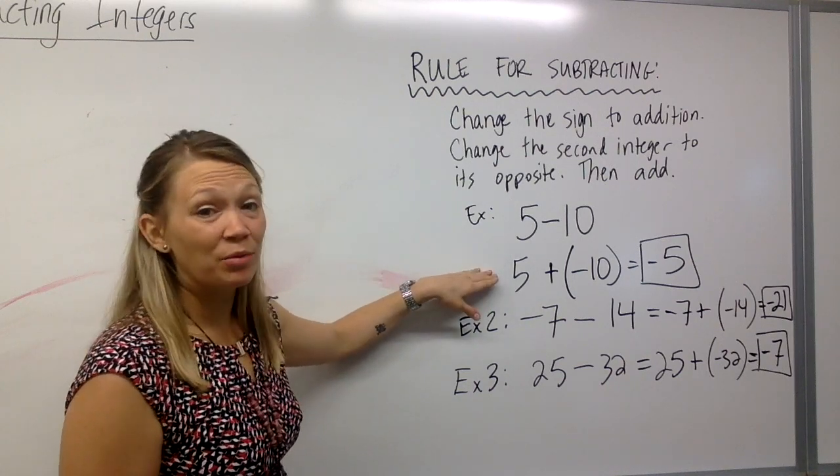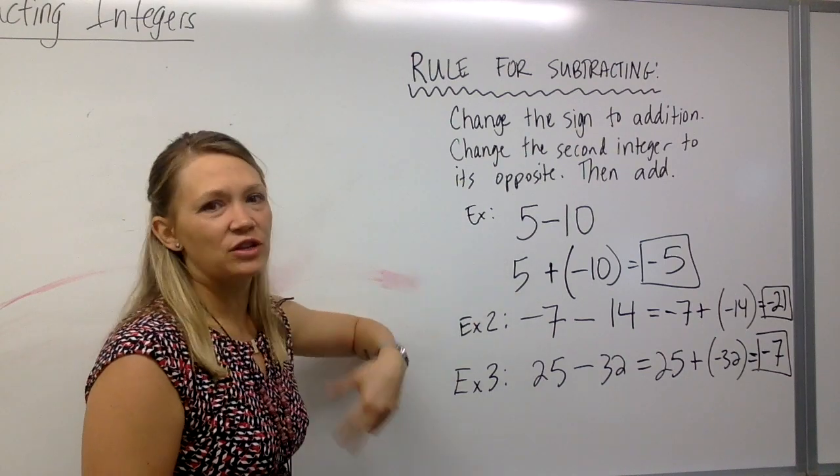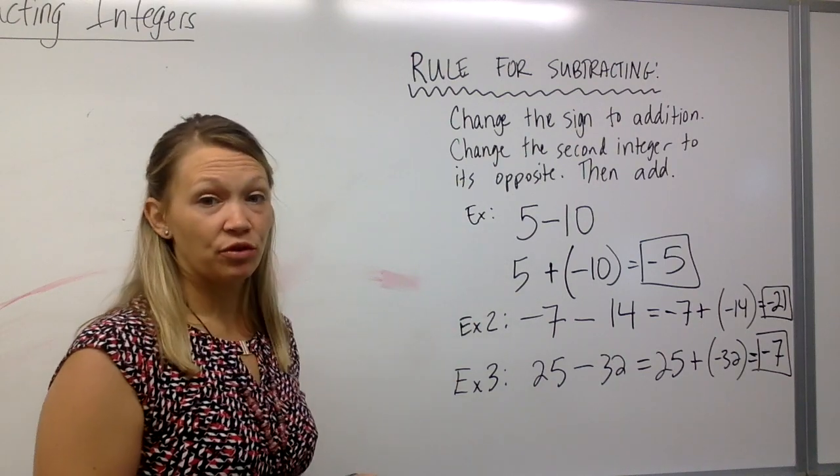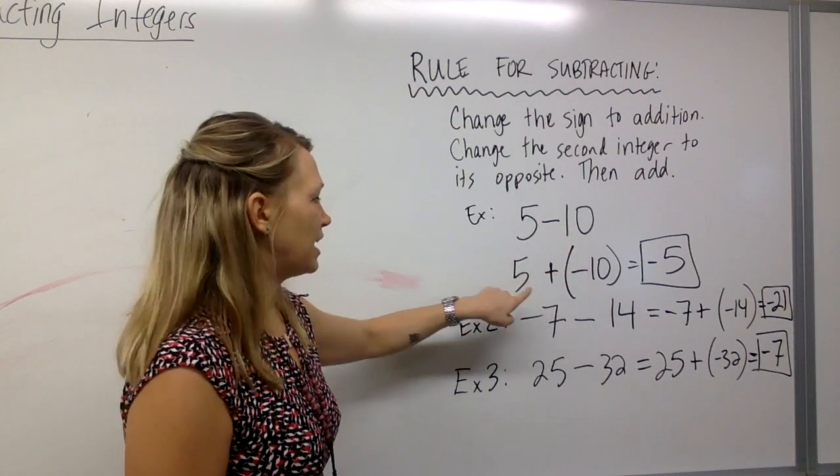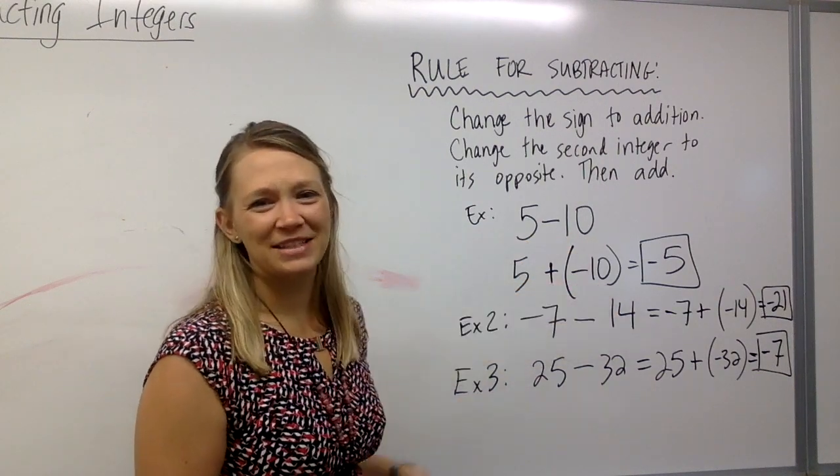Why? We could prove it on the number line, right? But why is that sort of intrinsic? Why is that sort of like intuitively true? Okay, so it's 5 take away 10, right? And now it's 5 plus take away 10. That's a little confusing, right?